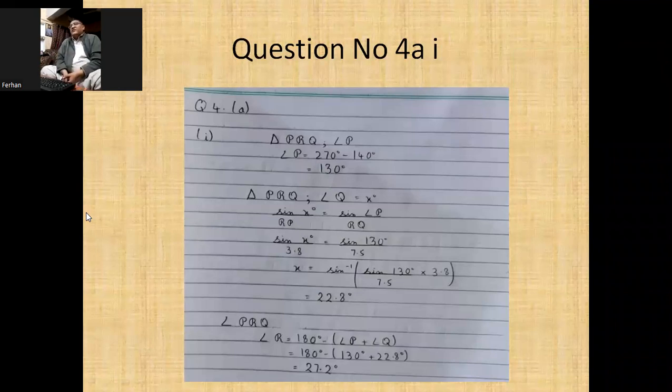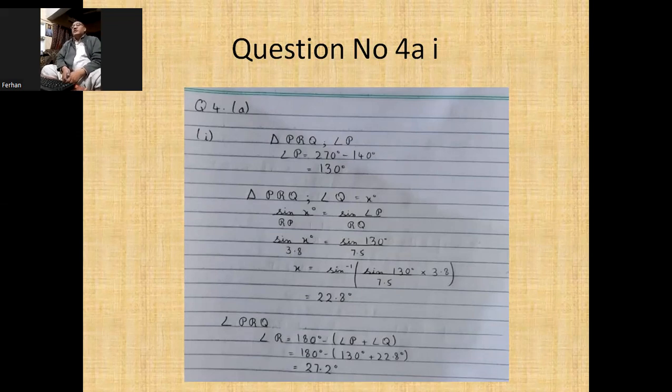So the question number 4A part is showing up on your screen. He says that the PRQ is the question, basic question. So the angle P will be 270 minus 140, and that will be 130. And the angle PRQ, the angle Q, suppose is X, and sine of X divided by the RP. So sine of X divided by 3.8 equals sine of 130 divided by 7.5.